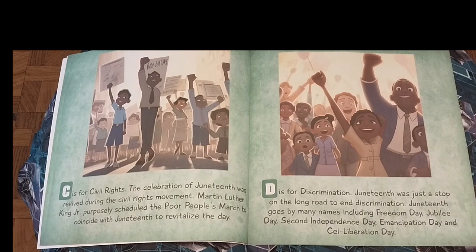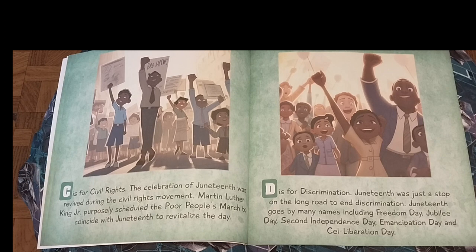C is for civil rights. The celebration of Juneteenth was revived during the civil rights movement. Martin Luther King Jr. purposely scheduled the Poor People's March to coincide with Juneteenth to revitalize the day.